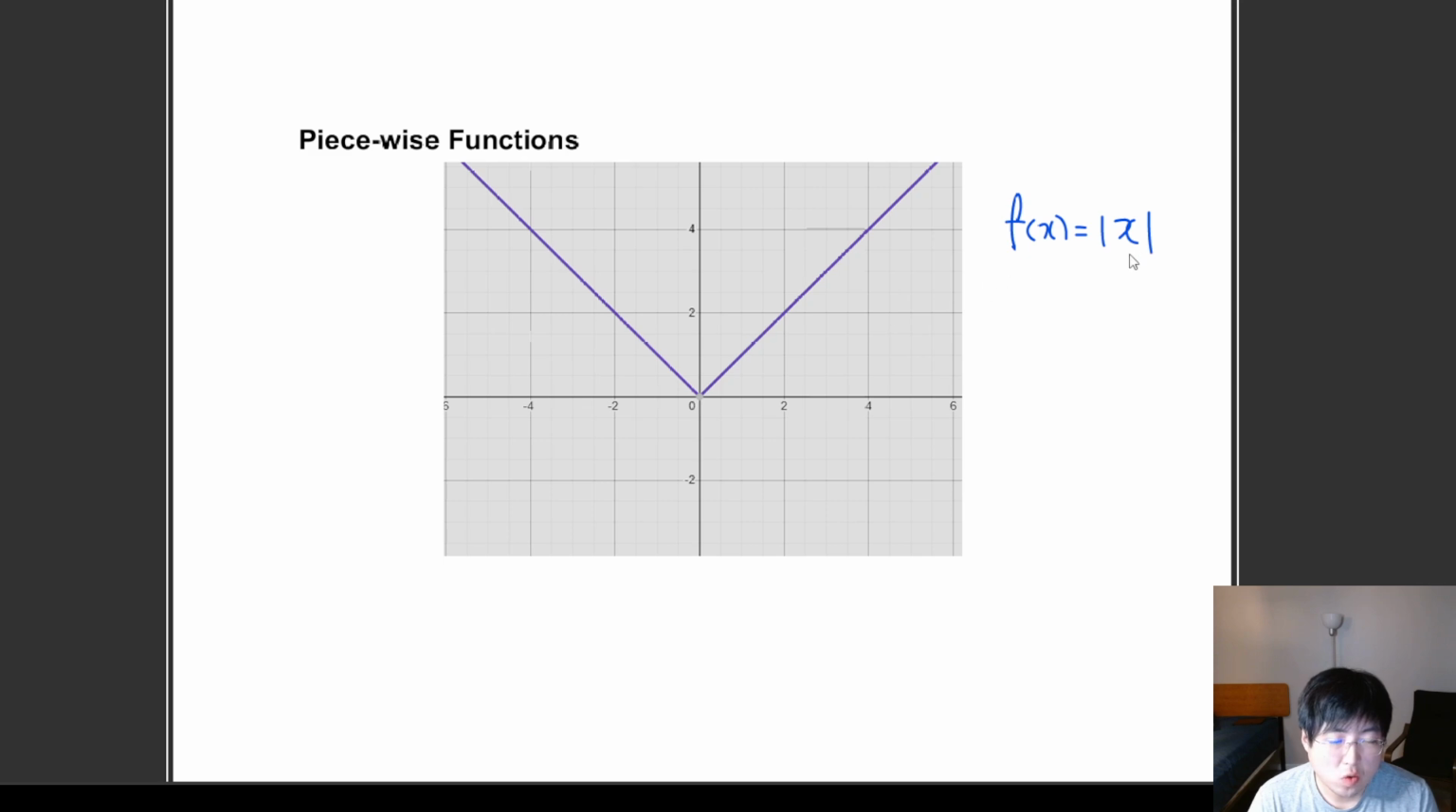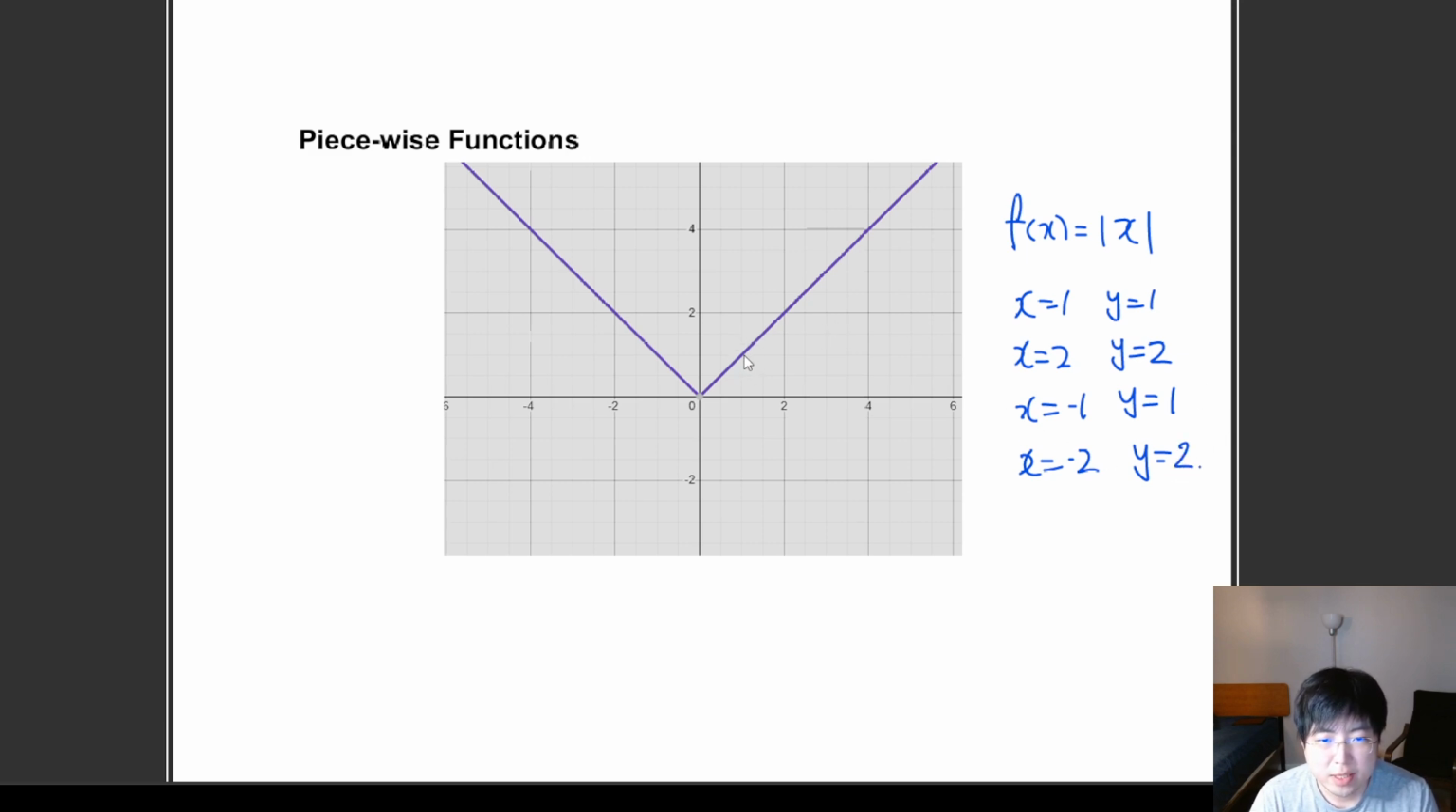So for example, when x is 1, y is absolute value of 1, which is 1. If x is 2, y is absolute value of 2, which is 2. If x is negative 1, then y is absolute value of negative 1, so it's 1. If x is negative 2, then y is absolute value of negative 2, so it's going to be 2.